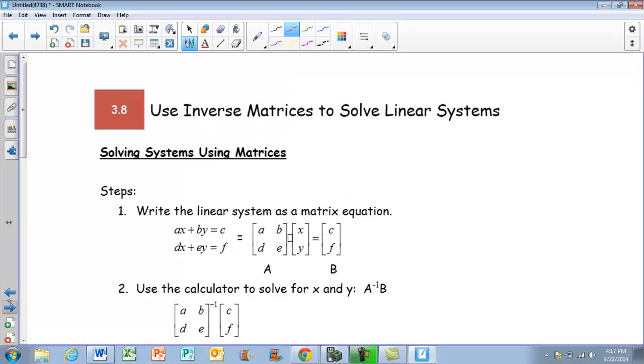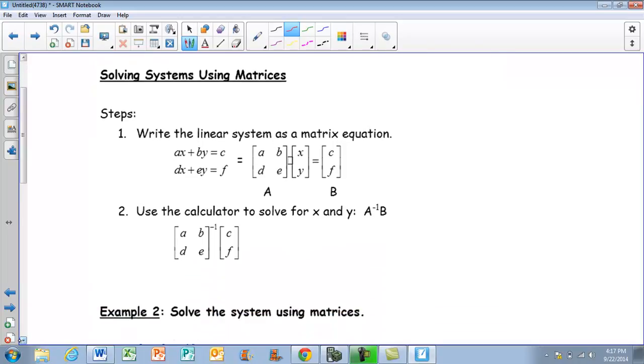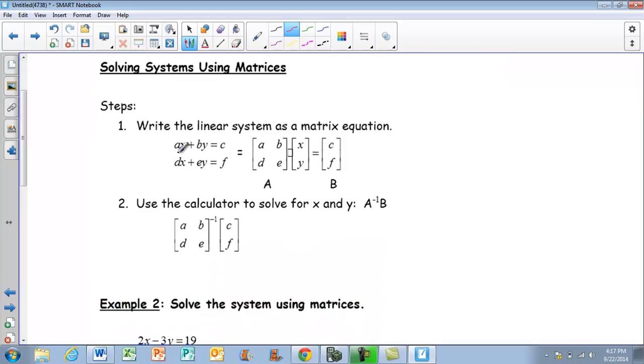Alright, taking a look at our next one, we're going to look at how to solve systems using our matrices. So if we take a look, these are our steps. The first thing we're going to do is pull the information from the system. So you're going to use the coefficients in front of your x and y in each equation. That's going to be within the first matrix. Then you're going to multiply it by the second one, and on the other side of our equal sign, you're going to have those answers.